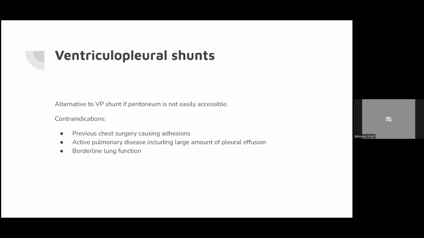Moving on to ventriculopleural shunts. This is an alternative to ventriculoperitoneal shunts if the peritoneum cannot be accessed easily. Contraindications include having previous chest surgery leading to adhesions, if the patient has active pulmonary disease, including a large amount of pleural effusion, and if the patient has borderline lung function.